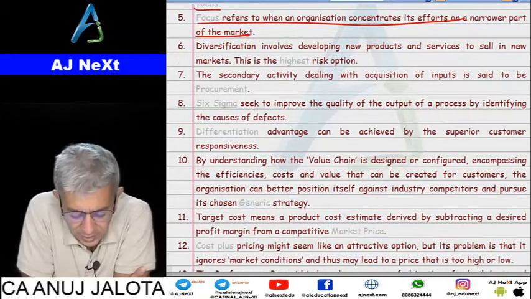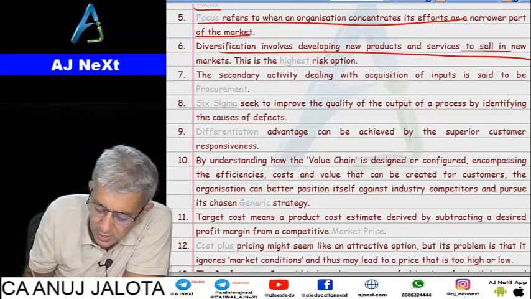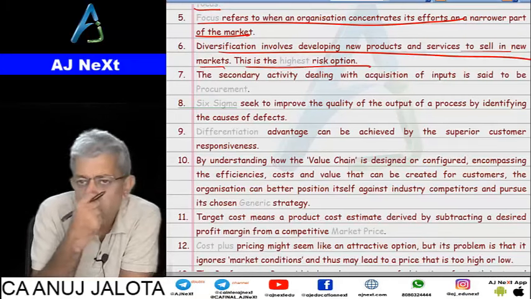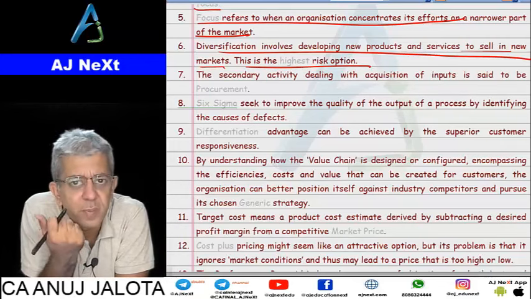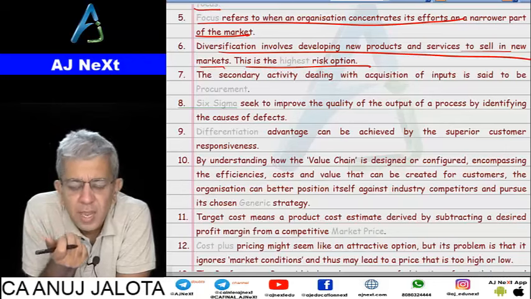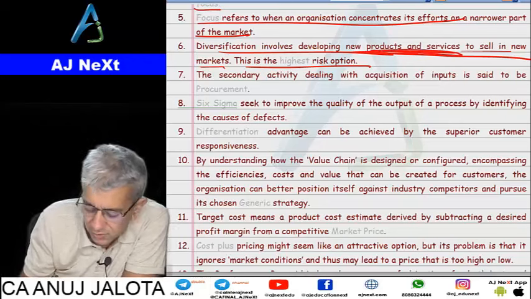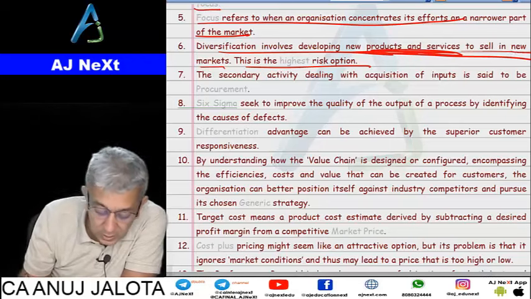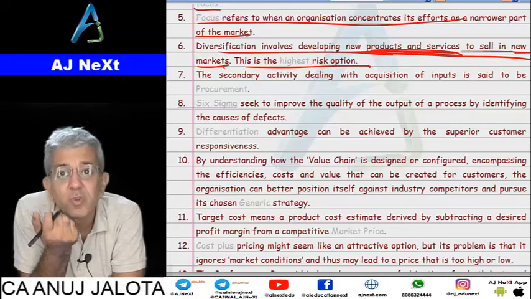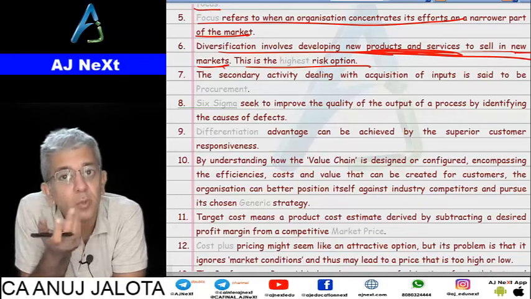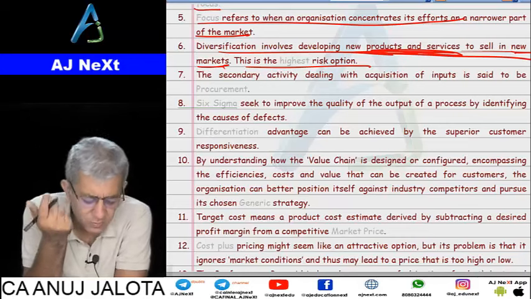Further, diversification involves developing new products and services to sell in new markets. This is obviously the highest risk option. You are trying to diversify into new products and new services whereby you are not much known, and in new markets. So one risk is there of the new products and services, and you are trying to develop a new product in a new market. So, therefore, there is double risk. First of all, you are new to the markets and your products are also new. So, obviously, in that case, the risk will become very high.